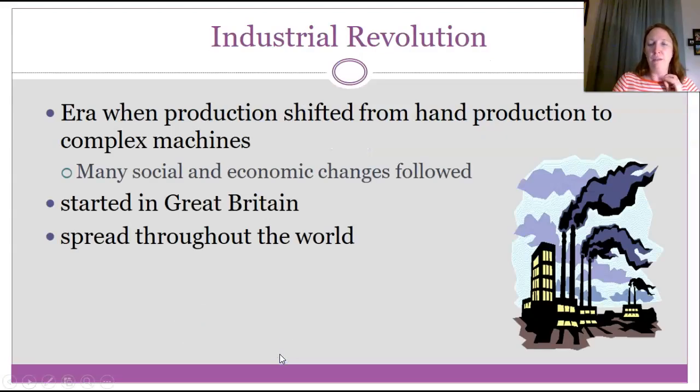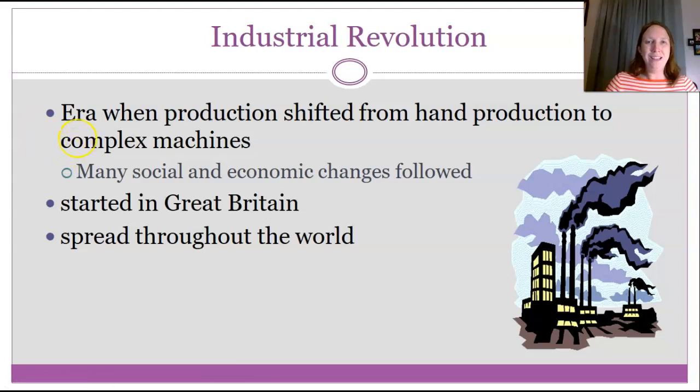Okay, so what is the Industrial Revolution? It's the era when production shifted from hand production to complex machines. So before this time, when people were making products, let's just take something as basic as a shirt, they would get the raw materials, they would get the cotton, but then they would make all these shirts by hand, either in a small shop or even their home. And by the end of the Industrial Revolution, between different types of inventions and shifts in management styles, people were now producing these things using machines in factories.